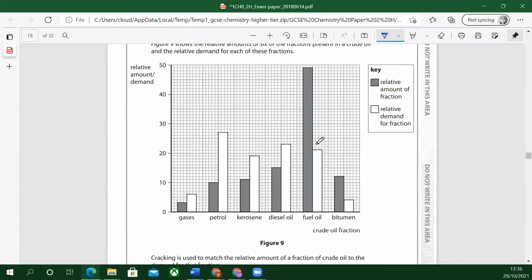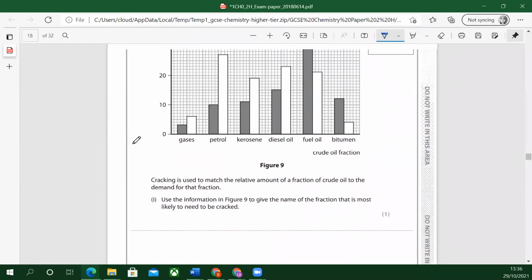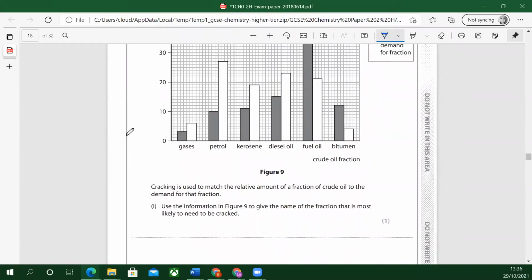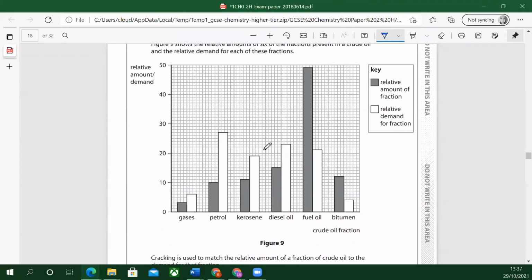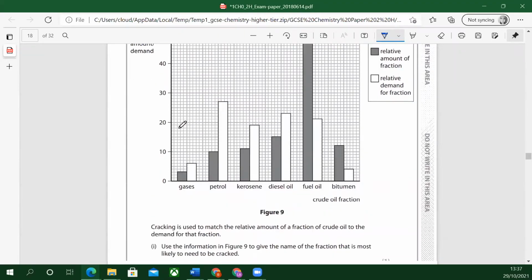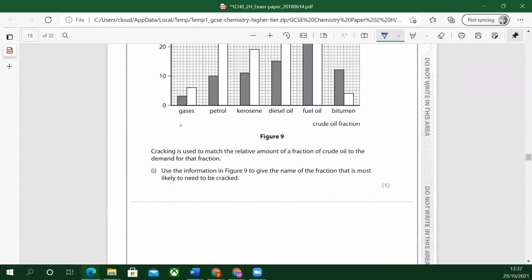For fuel oil, we get a lot of fuel oil, but there isn't actually much demand. And I said about the petrol, the relative demand for petrol is actually higher than what we get. So cracking, we can do something about that. Cracking is used to match the relative amount of a fraction of crude oil to the demand for that fraction. Use the information in figure 9 to give the fraction that is most likely to be cracked. So cracked means it goes from a big molecule to a small one. So fuel oil, we've got so much of it, so that can be cracked down into petrol.